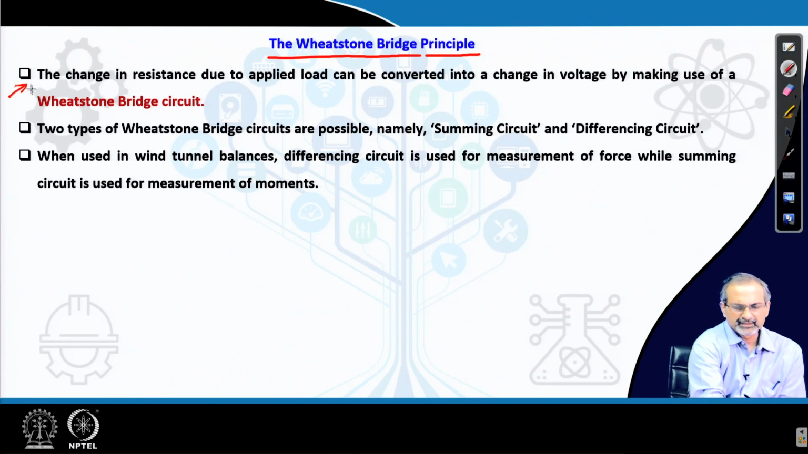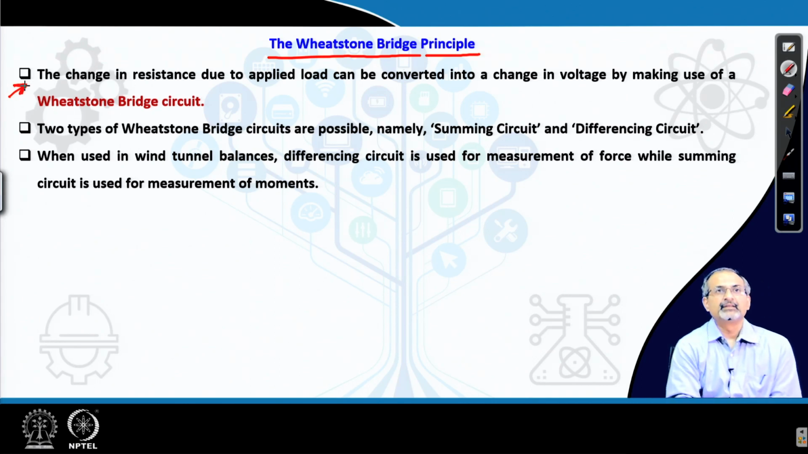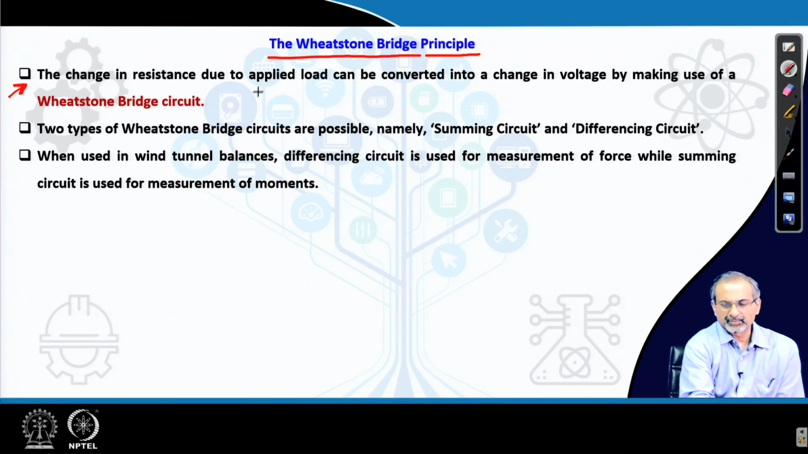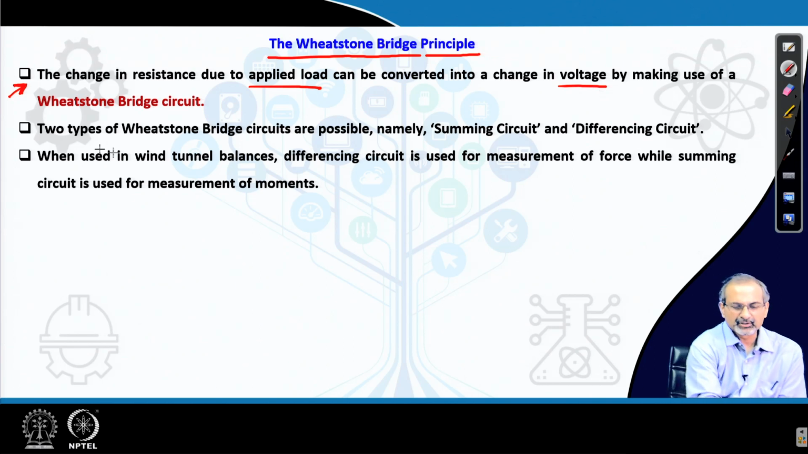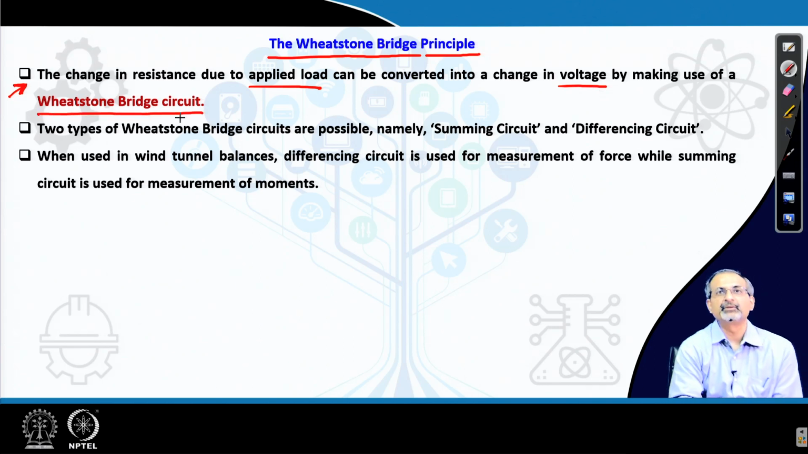So, when there is a change in resistance in the strain gauges due to the applied load, you can convert them into a change in voltage, and that voltage change is basically going to come from a Wheatstone bridge circuit. So, we have been talking about an output voltage coming from the transducer, but where is it coming from? It is essentially coming from a Wheatstone bridge circuit.